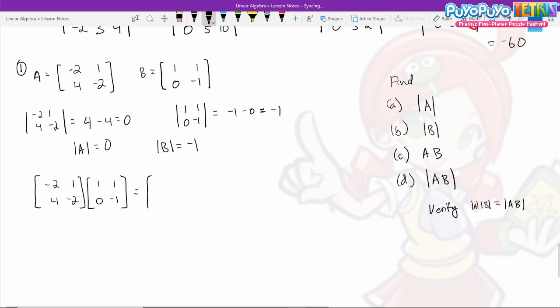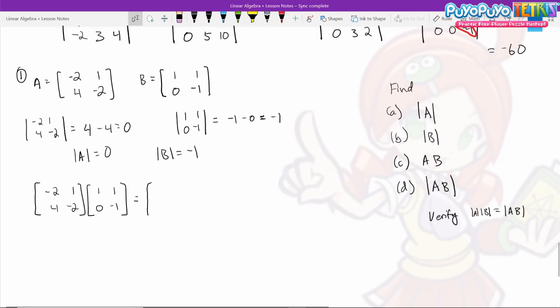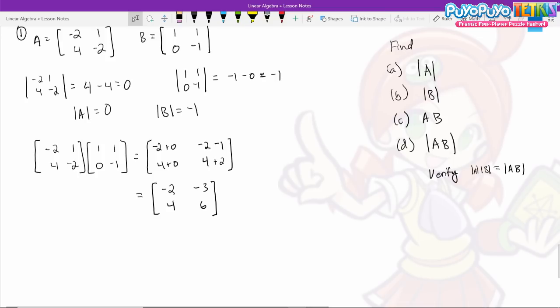Like get my fingers onto this just so I don't mess up. Okay, wait. Negative 2 plus 0. Negative 2 minus 1. 4 plus 0. 4 plus 2. Right? So that's A times B. The last step is to calculate the determinant of this.